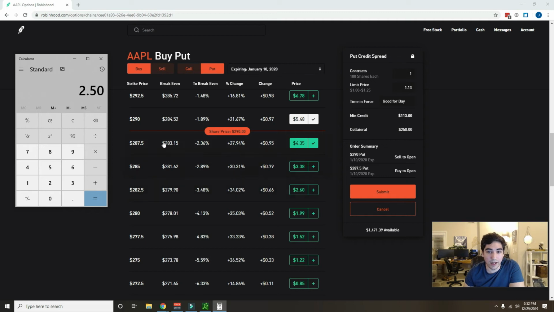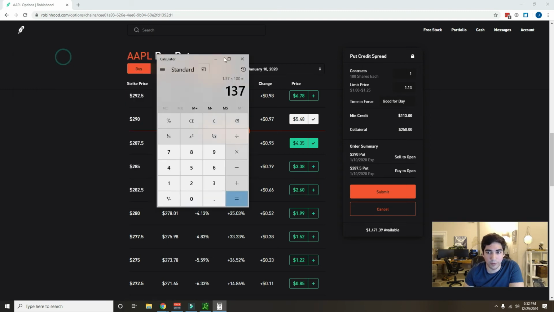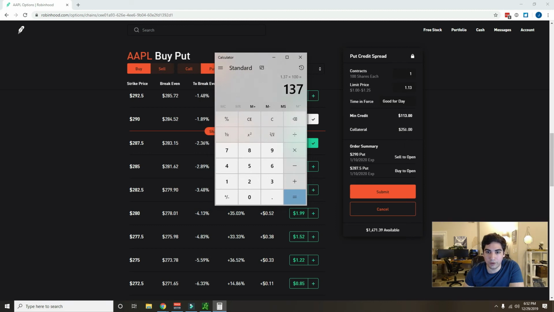Now we get $1.13 worth of credit for every share. So we actually deduct that, minus 1.13. So our risk is $1.37 in a contract. That's times 100. So even though Robinhood's showing this $250, the maximum risk we have is actually $137. So I'm risking $137 to win $113.